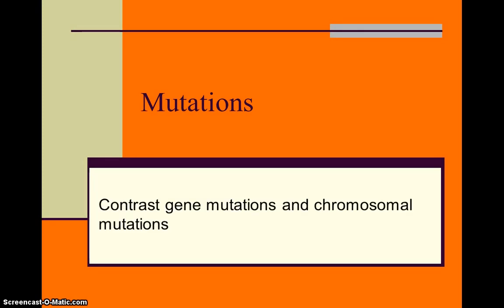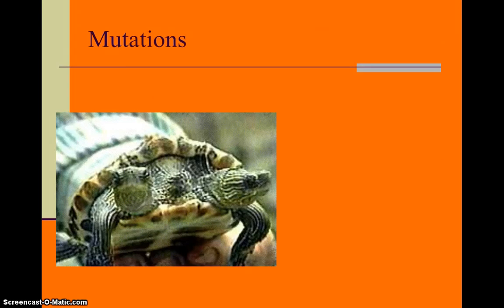We're going to be talking about mutations today. So what is a mutation? Okay, mutations happen in the chromosomes, okay? After today, you should be able to contrast gene mutation and chromosomal mutations.